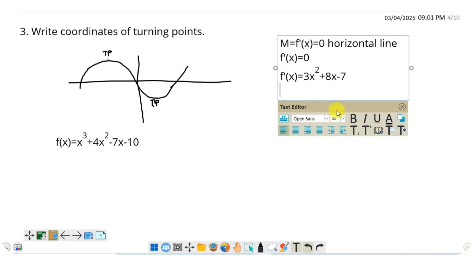I've just explained that at the turning point, the first derivative has to be equal to 0. The gradient has to be equal to 0. We're going to use that. So write it again.